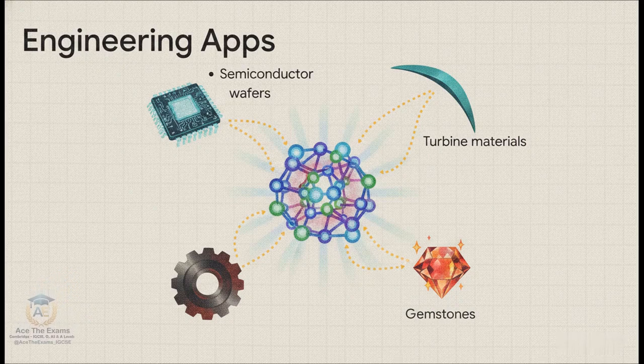Think about it. Semiconductor wafers rely entirely on controlled atomic order. Turbine materials and engineering alloys, they depend on structural regularity. Even gemstones display visible crystal symmetry. A learner who links crystal structure to microchips, wind turbines, and engineering steels will remember the physics so much better and obviously score higher than someone who just tries to blindly memorize terminology in isolation.